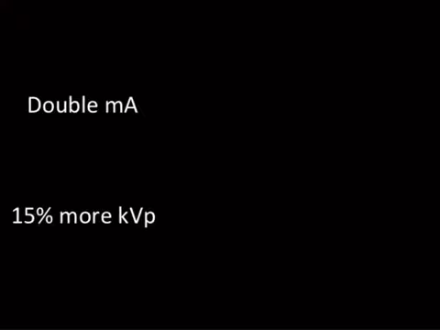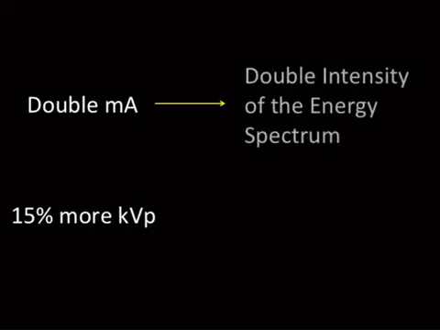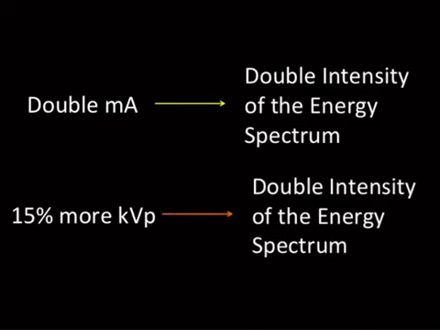If you double the mA, you will double the energy spectrum. If you increase the kVp by 15%, that will also double the intensity of the energy spectrum. So for regular diagnostic imaging, because your exposure times are so short, you can have a really high mA, like 1,000. The limits of mA and kVp are based on the tube heating and cooling, which is now automatically controlled.